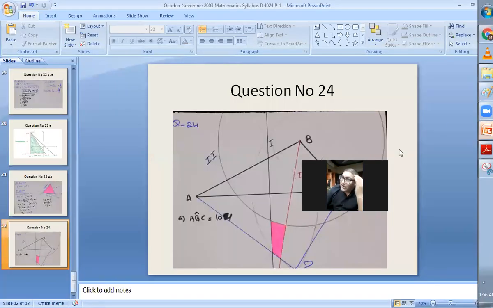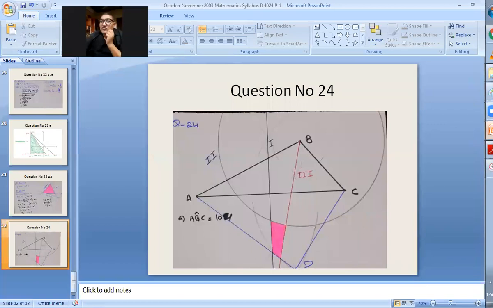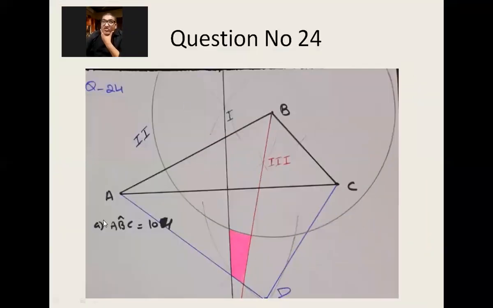So let me show you how I have done this. Let me show you, because I have completed this whole question. So try to understand. The triangle ABC is already given there.